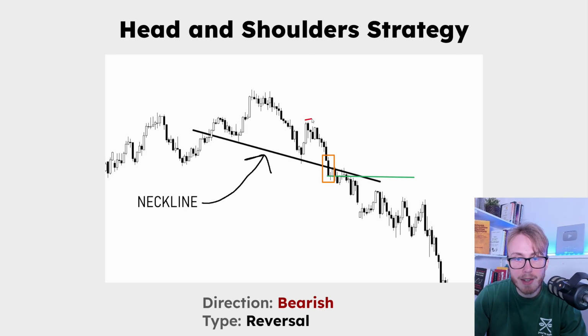If you use this entry point, the most common place to set your stop loss is just above the right shoulder of the pattern. So you set it just above this point right here. And if you're using a 2-to-1 risk reward, your profit target would be all the way down here.